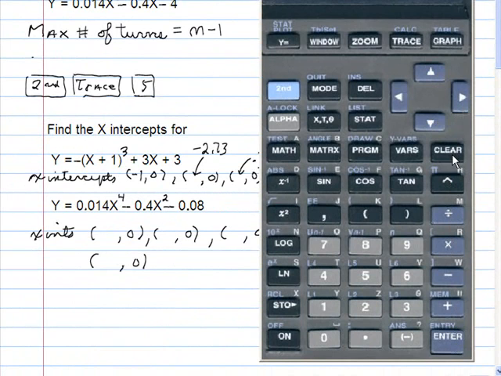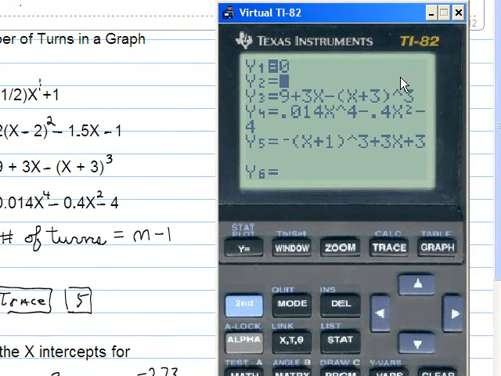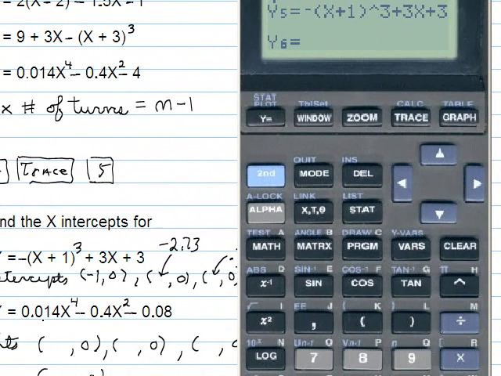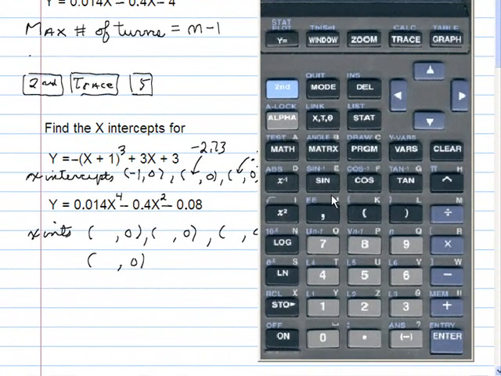I hit clear to get rid of it. You have to really be careful when you hit clear. You see it in one punch, it eliminates the whole function. If you're just trying to eliminate a couple of symbols, hit delete, not clear. Okay, here's the function I have to put in, 0.014x to the 4th. So 0.014x to the power 4 minus 0.4x squared, 0.4x square key, and then minus 0.08. So I've got that function in.